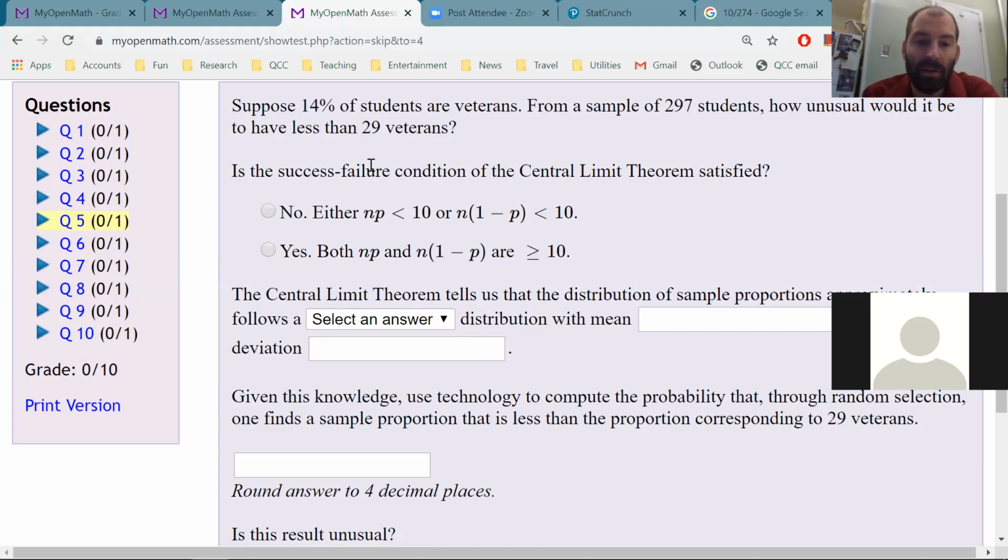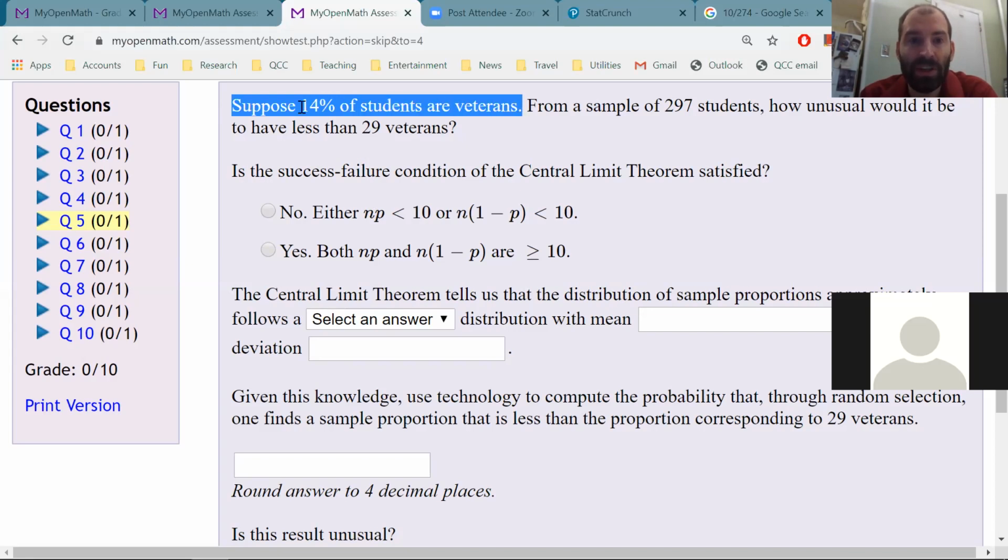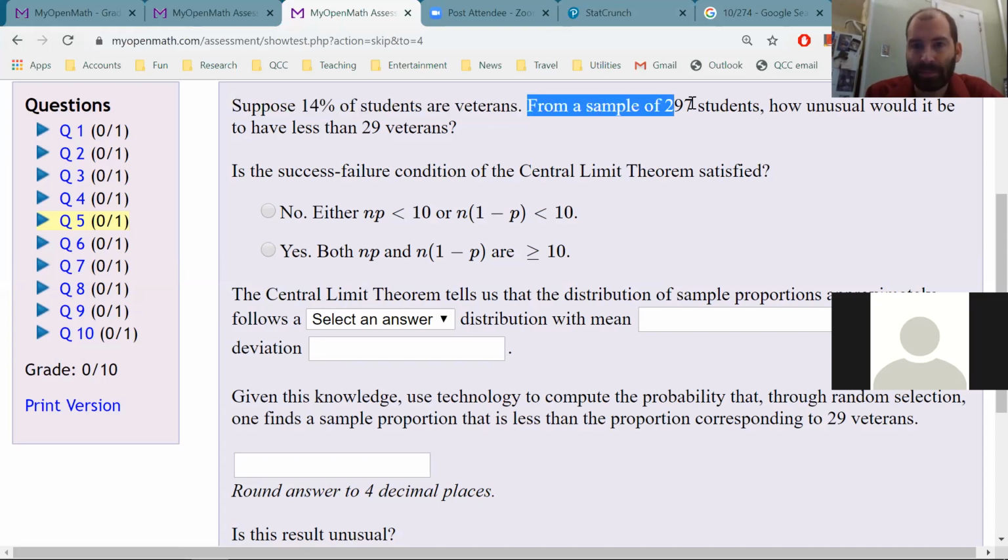Well, p is the population proportion. Look at this. This first sentence here says 14% of students are veterans. From that, we can get a proportion. 14% is the same as the proportion 0.14. So our population proportion p is 0.14. What about n? Well, that's the next statement here: from a sample of 297 students. n is the sample size, so n is 297. So to compute n times p, we're just going to multiply 0.14 times 297.